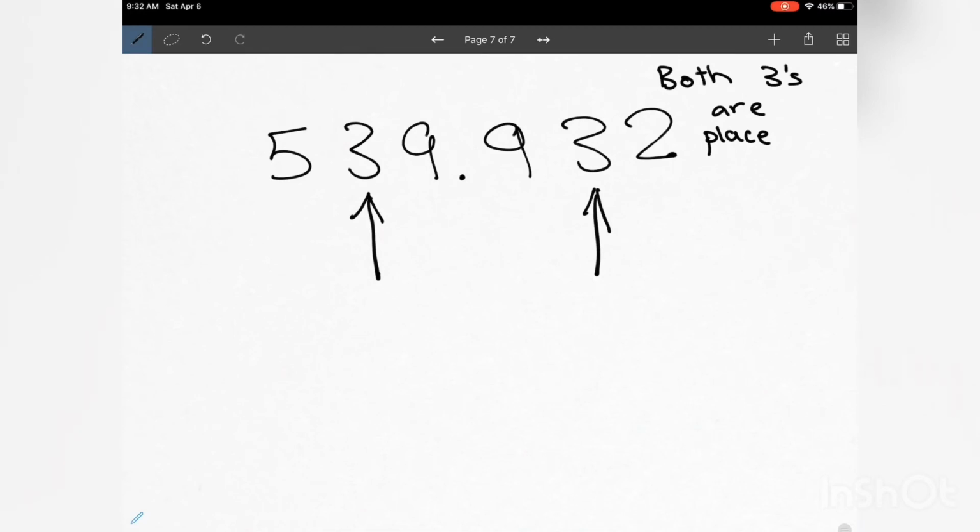Okay, if you said that the 3 to the left of the decimal is in the tenths place, you are correct. And if you said the 3 to the right of the decimal point is in the tenths place, you are not correct. It is in the hundredths place. Good job. I think you understand how we're doing this.